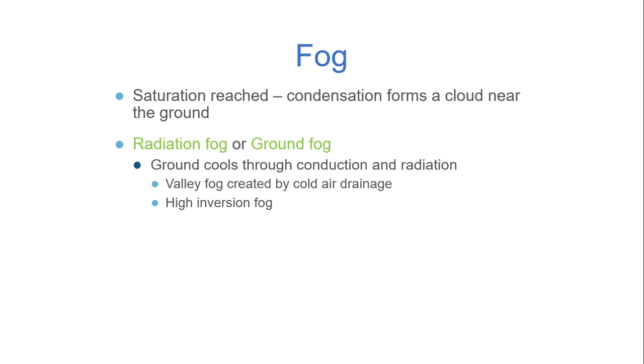There are four basic types of fog, and we're going to go through each one of them in this video. The first type of fog is called radiation fog, or ground fog.